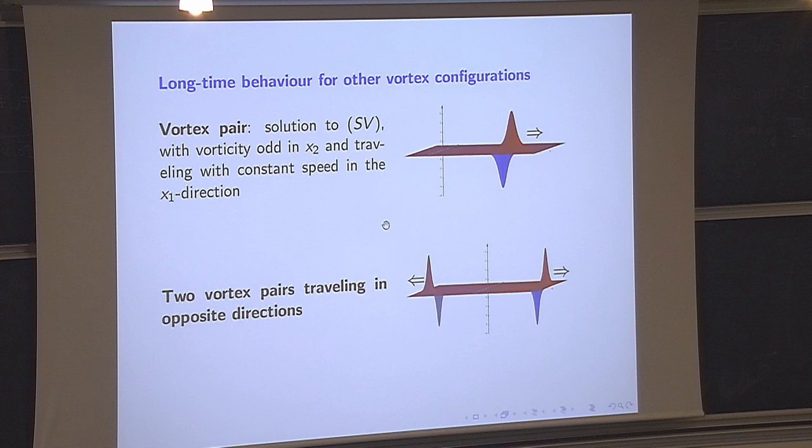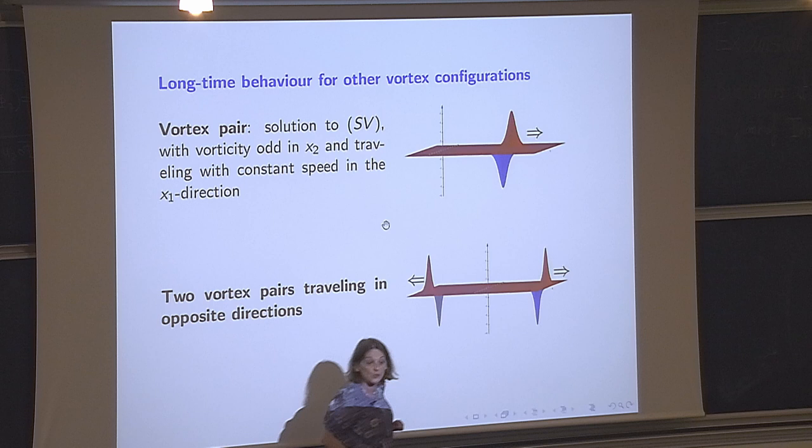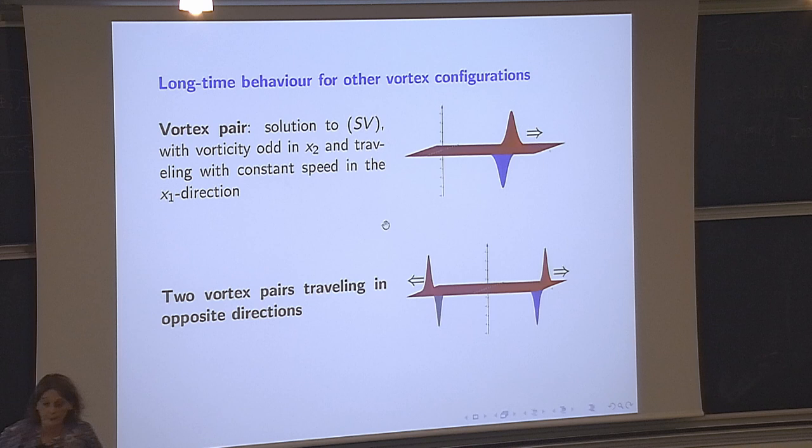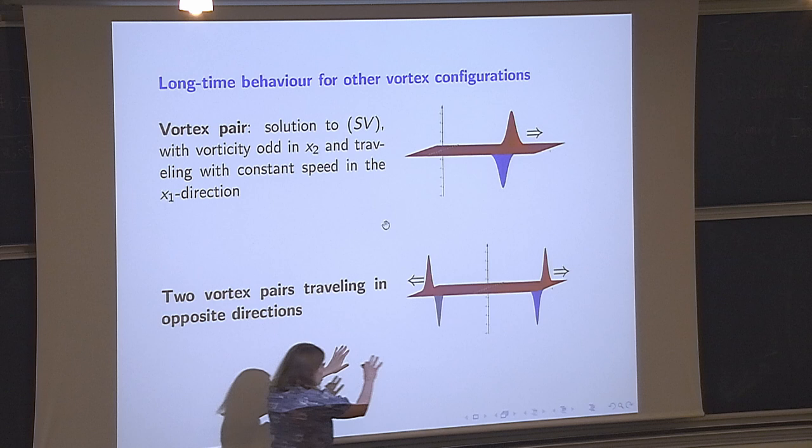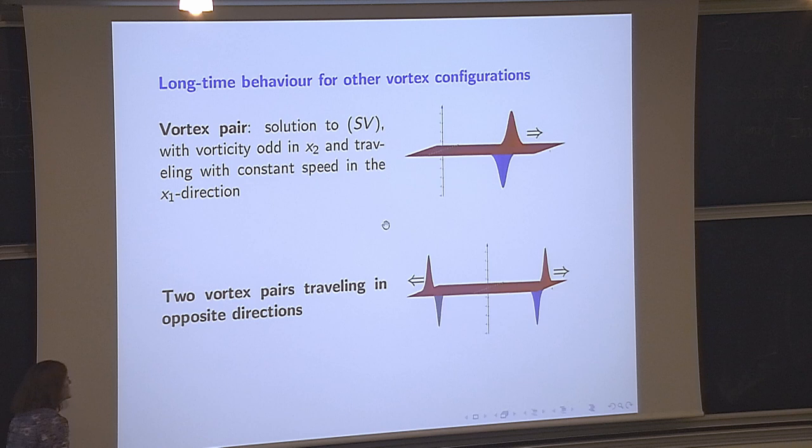I want to consider, in fact, what I will present is a result in which we can describe with precision for all time, as time t goes to infinity, what is the behavior of two vortex pairs that travel in opposite direction. This is the picture. Above, it's a picture of one vortex pair. So a vortex pair is a traveling wave solution. So you get a vortex pair solving an elliptic PDE. But you cannot get this solving an elliptic PDE. It's not a traveling wave. All right. So a vortex pair is up there.